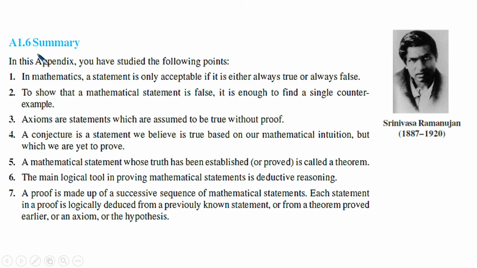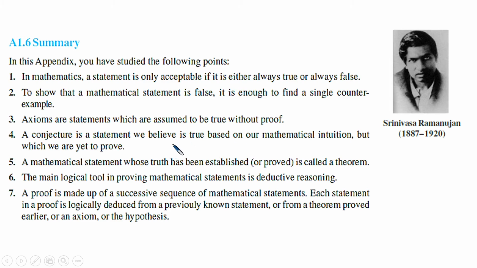So this is the main point of appendix 1, and mostly we have already discussed this in this current lecture. In this appendix, we have studied the following points. In mathematics, a statement is only acceptable if it is either always true or always false. To show a mathematical statement is false, it is enough to find a single counterexample, that is proof by contradiction. Axioms are statements which are assumed to be true without proof, as I mentioned earlier. Postulates are very similar to axioms, but you are just postulating it, just proposing it, but it is not so obvious, okay.